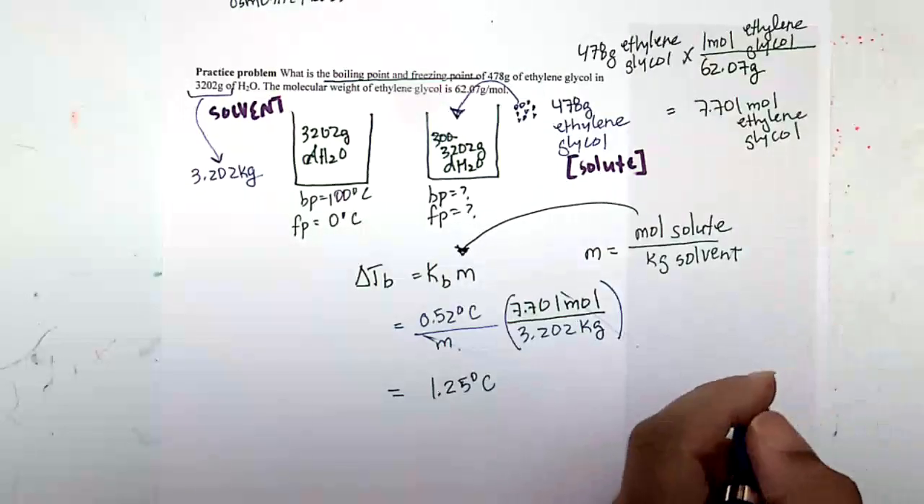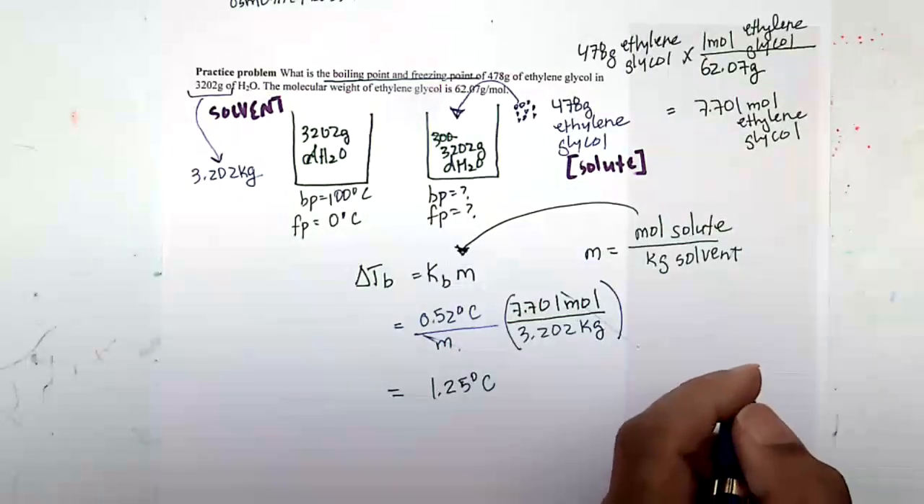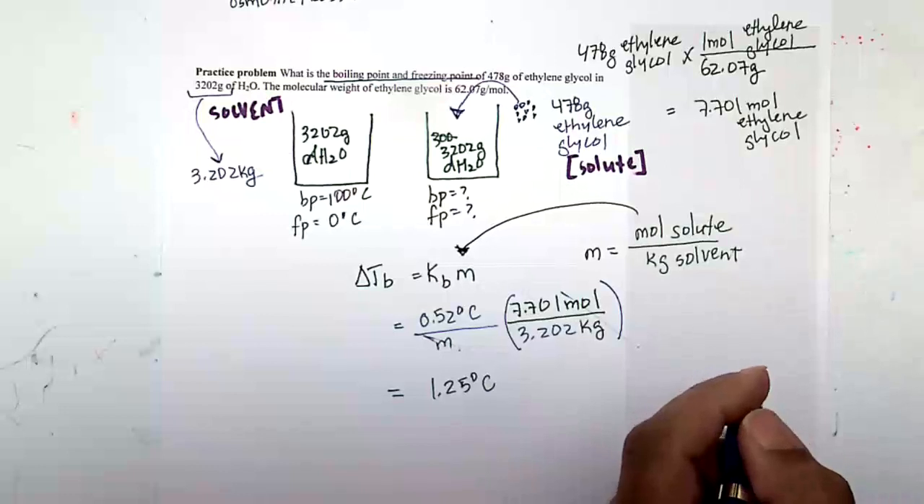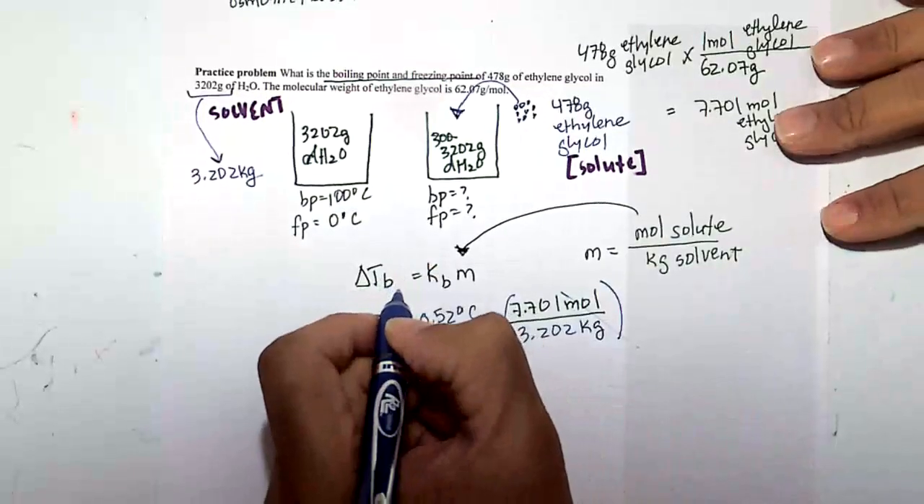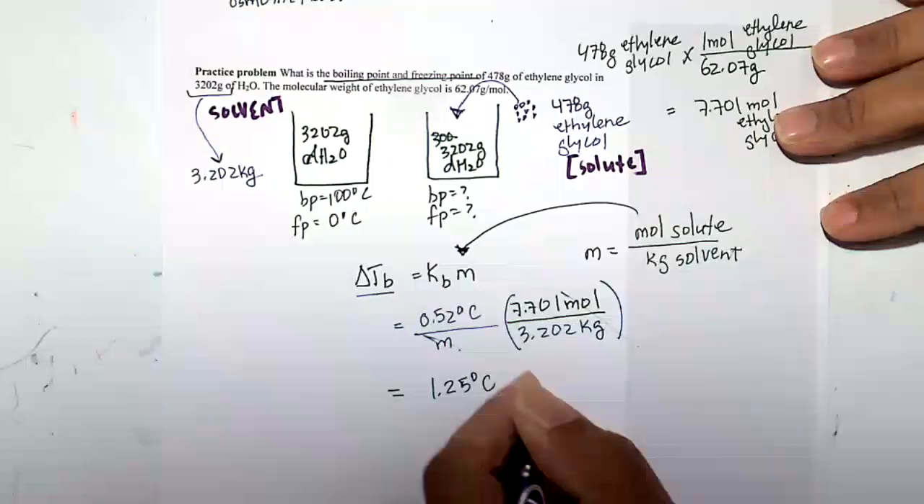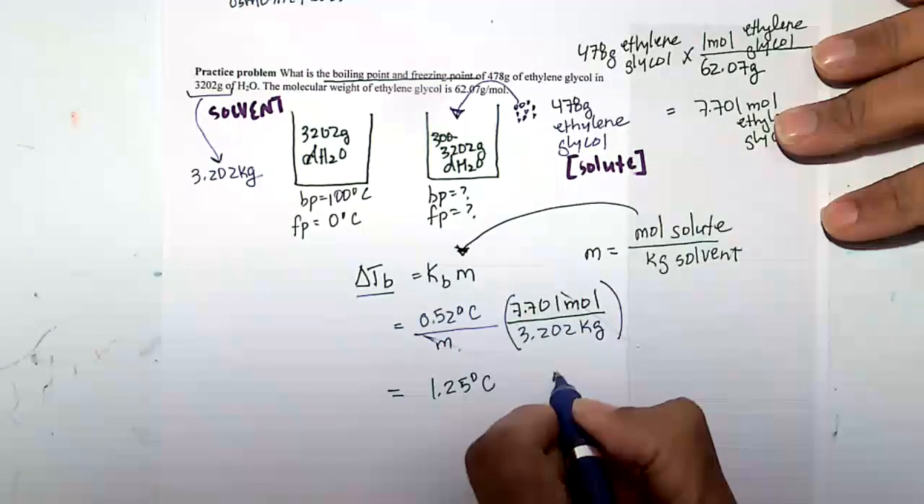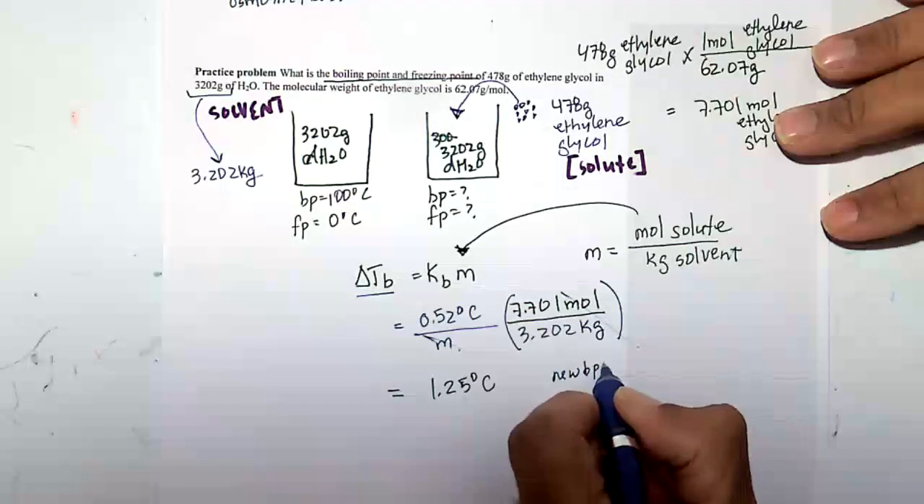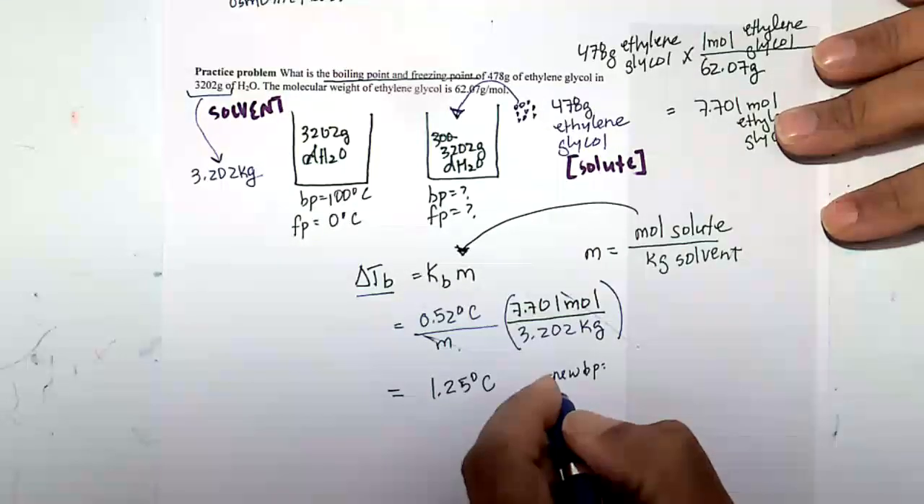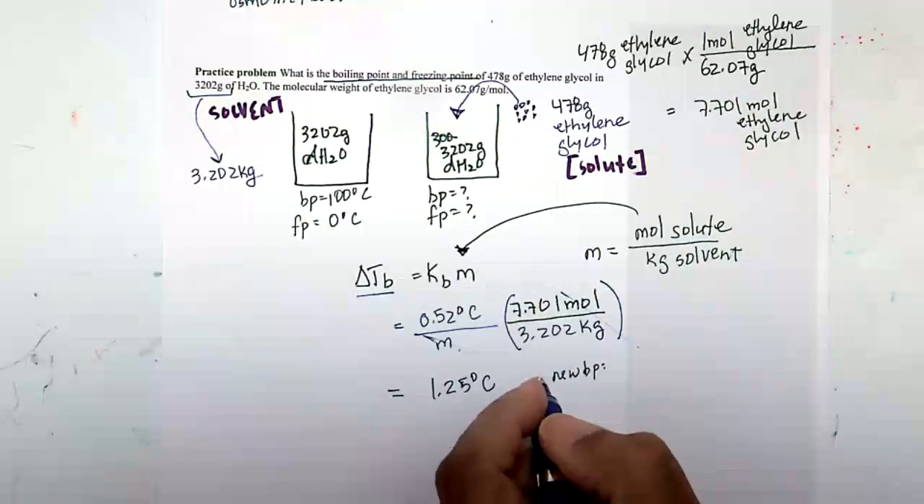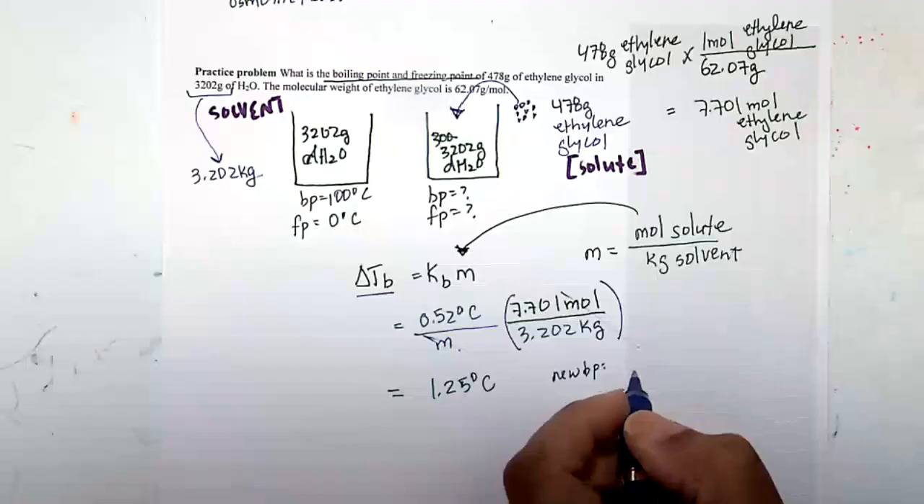0.25 degrees C. So this is not the answer. Okay, why is this not the answer? Yes, it's the change. So what is the answer? Our new boiling point will be what now? Not 1.25 degrees. The boiling point of water cannot be 1.25 degrees.